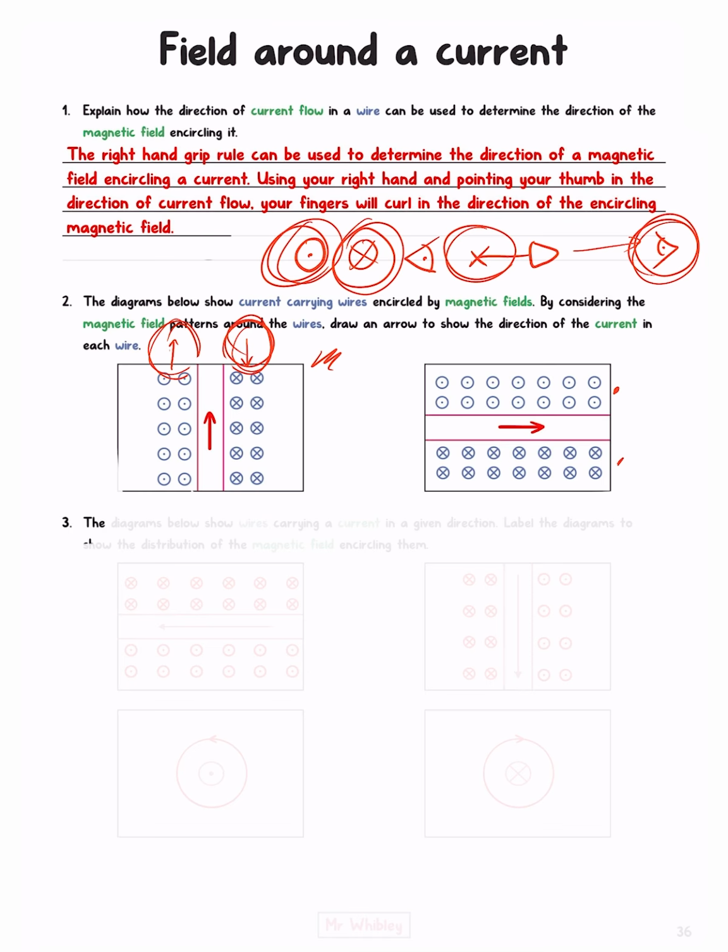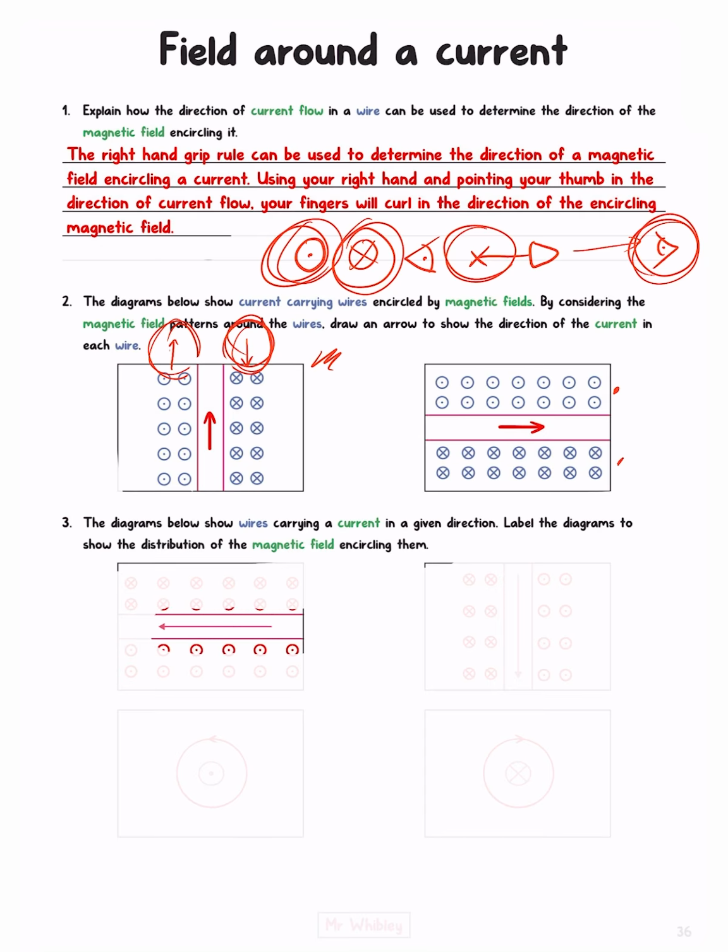Question 3. The diagrams below show wires carrying a current in a given direction. Label the diagrams to show the distribution of the magnetic field encircling them. In our first example, we have a wire carrying current towards the left. If we take our right hand and point our thumb towards the left, you'll find that your fingers curl into the page atop the wire, and they come out of the page below the wire. And so, of course, we draw our X's up the top and our dots down the bottom.